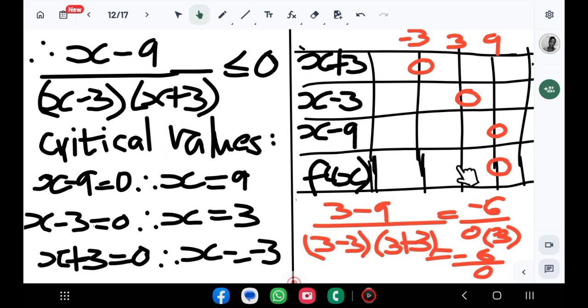And therefore, instead of putting a 0 there, you put a cross to show that the function is undefined when x equals 3. Same story for x equals negative 3, because when you put negative 3 here, you will have a negative number at the top, but one of the bottom ones will be 0, making the whole thing undefined, so you also put an X here. There you go. Now let's deal with the signs.